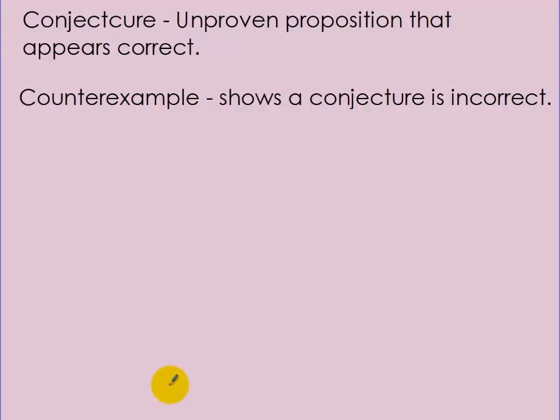Conjectures. Unproven propositions that appear correct. So this means I might say something and I think it's correct, but we don't have any proof that it's correct. It just looks like it's correct based off the pattern. So looks correct, based on pattern.